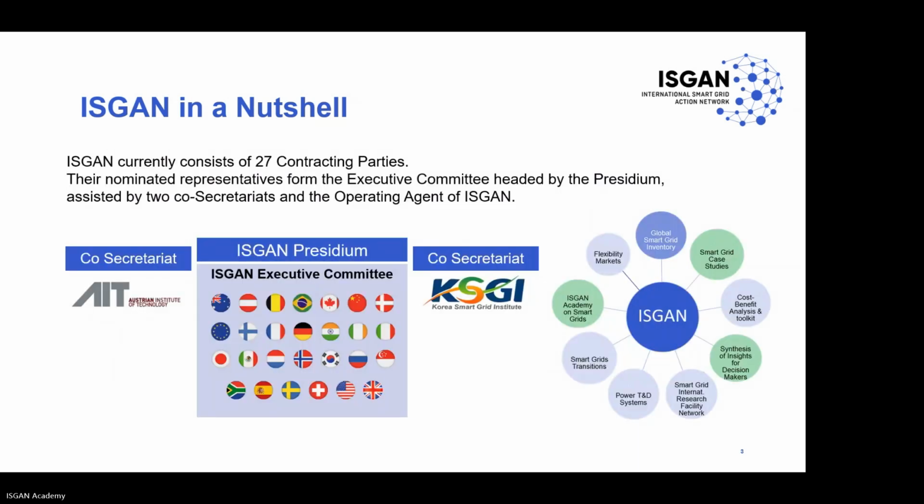Currently, ISGAN consists of 28 contracted parties. They nominate representatives to the executive committee, headed by 2 presidium and assisted by 2 co-secretariat. The ISGAN work is formed by working groups that span from use cases to cost-benefit analysis, but also flexibility market, power system with transmission and distribution grids, and also the Smart Grid International Research Facility Network.